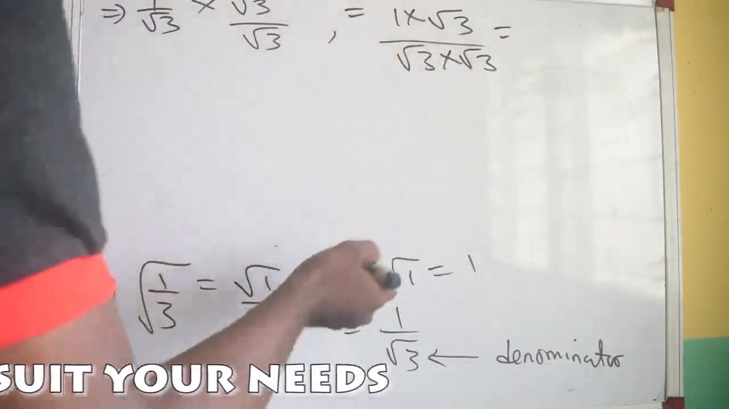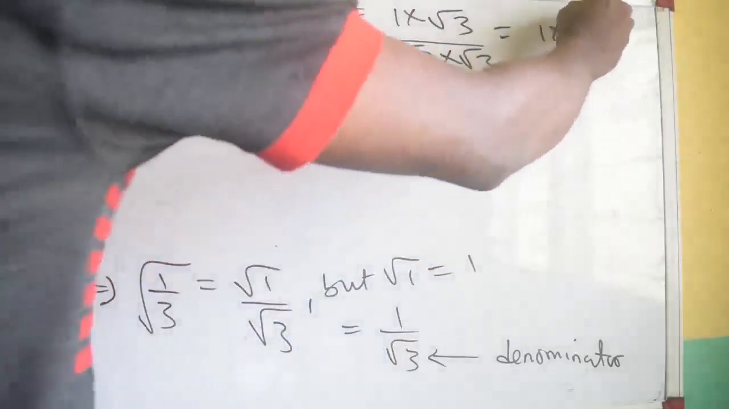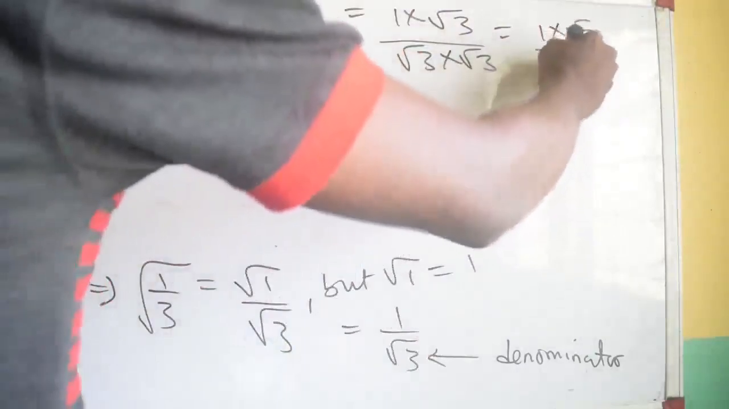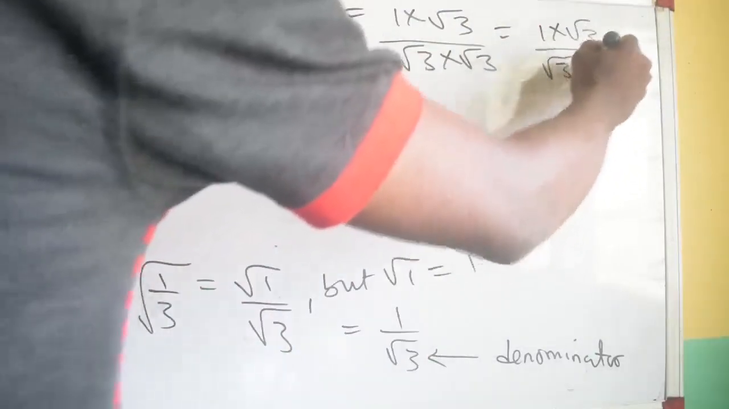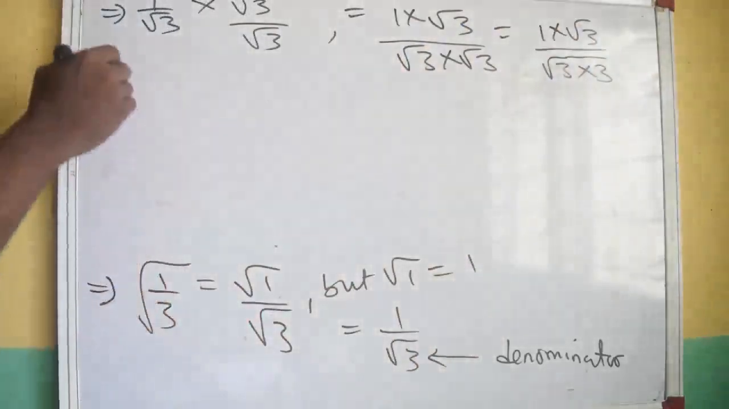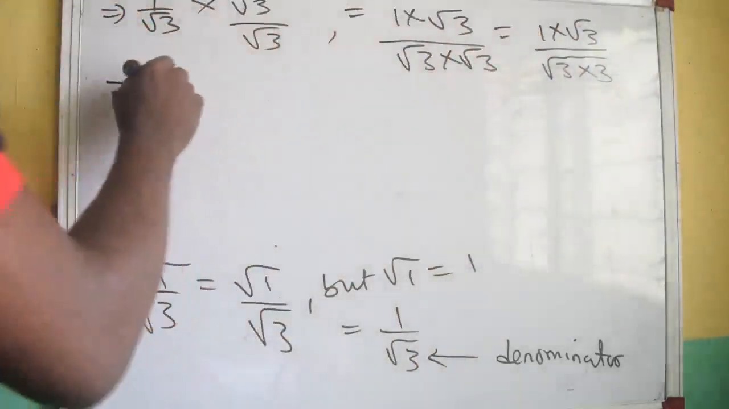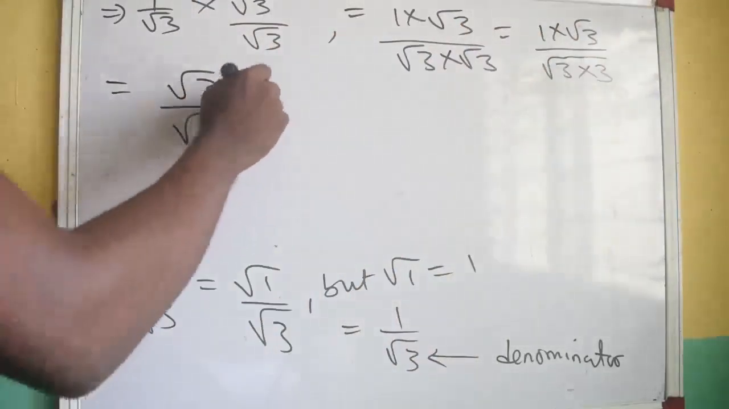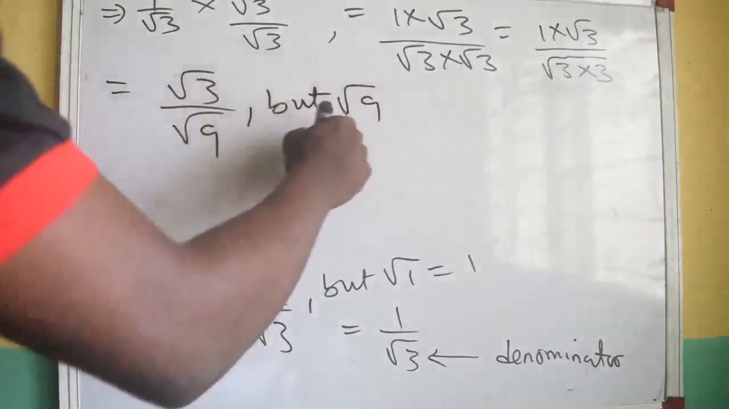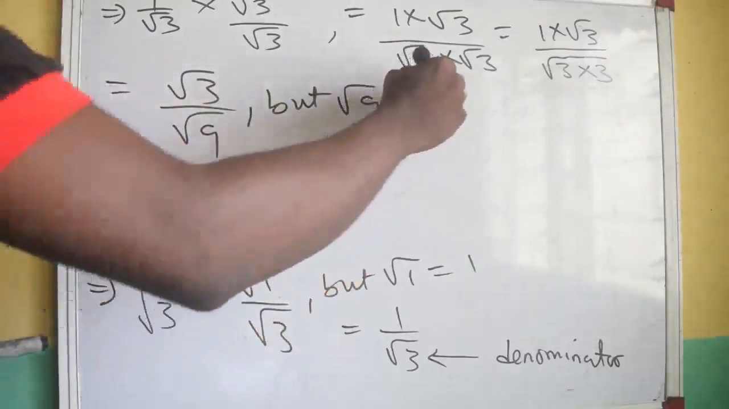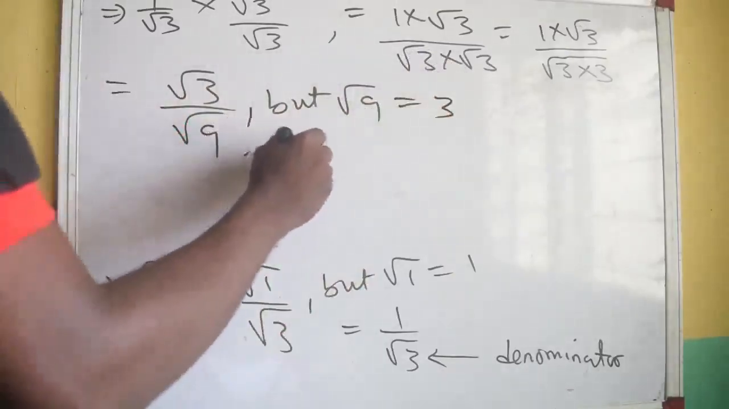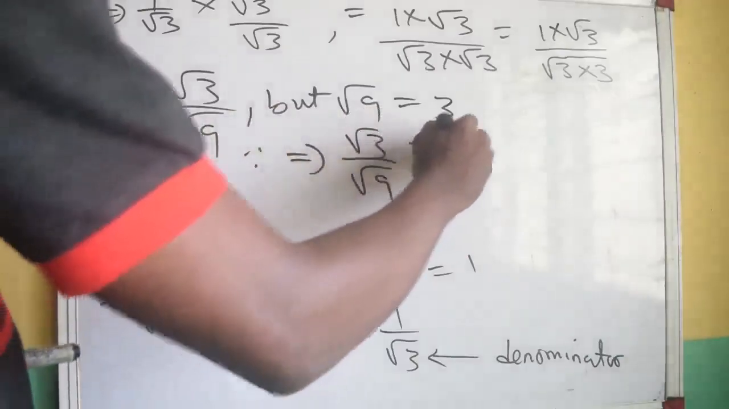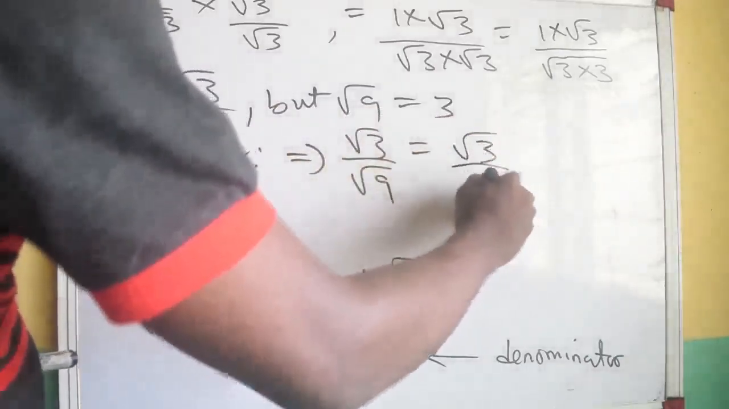It's something as saying 1 multiplied by root of 3 all over, since these are the same, root of 3 times 3, everything in square roots. So it will give us 1 times root of 3 is root 3, all over root 9. But we know that since 9 is a perfect square, the square root of 9 is going to give us 3. Therefore, square root of 3 all over square root of 9 is square root of 3 all over 3. So this is the answer.